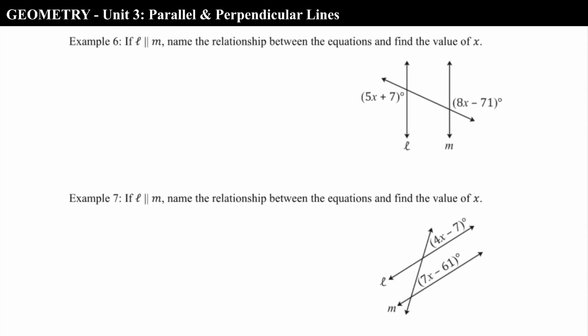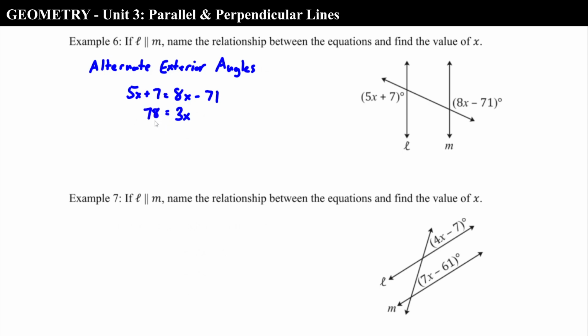For example 6, we're going to name the relationship between the equations and find the value of x again. Here we have alternate exterior angles. So if we have alternate exterior angles, we're going to set them equal to one another. So let's subtract 5x from each side. That gives us 3x on this side. Let's add 71 to each side, so that gives us 78 on this side. Divide by 3, x equals 26.